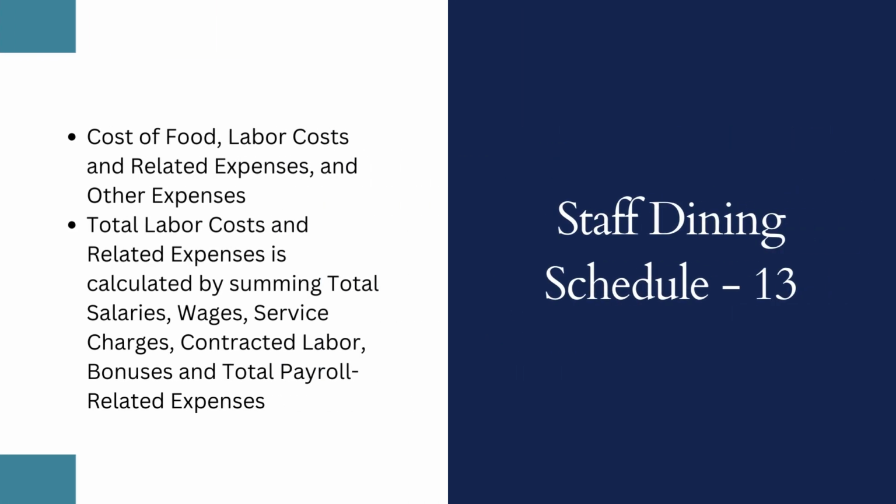Continuing to Schedule 13, Staff Dining. Like house laundry, staff dining operates as an allocated department. It takes a comprehensive approach, capturing the true costs of staff dining while accounting for any generated revenue. Expenses are grouped into three key areas: cost of food, labor costs and related expenses, and other expenses. With meticulous calculations, the net cost from employee meals is fairly distributed across the relevant departments.